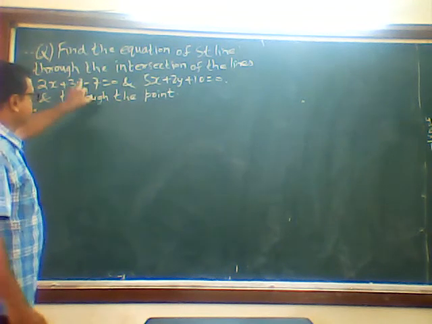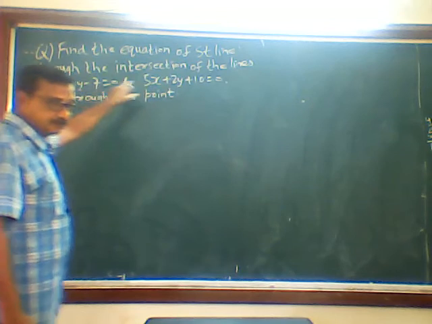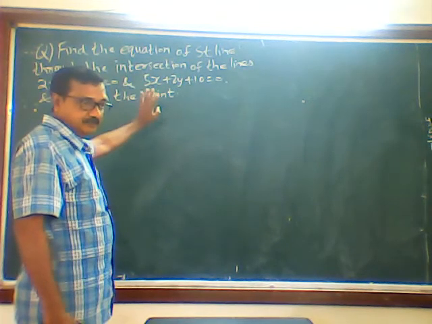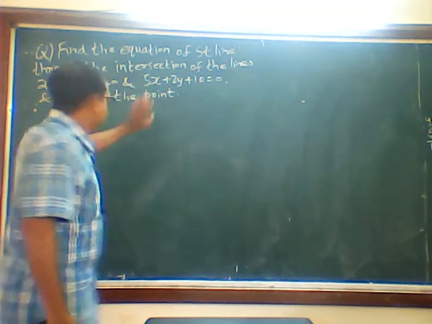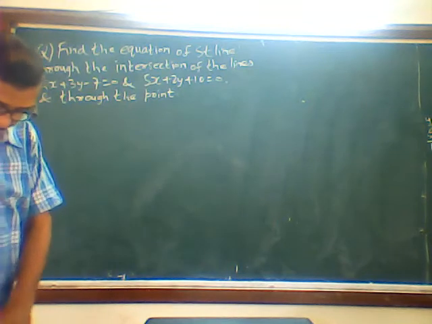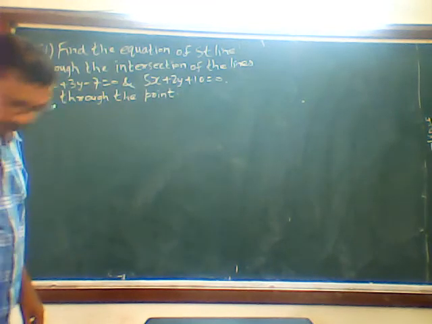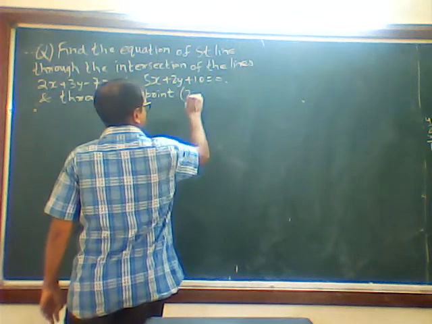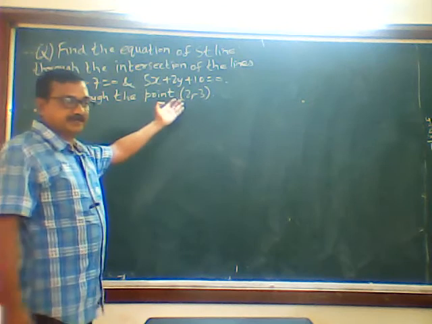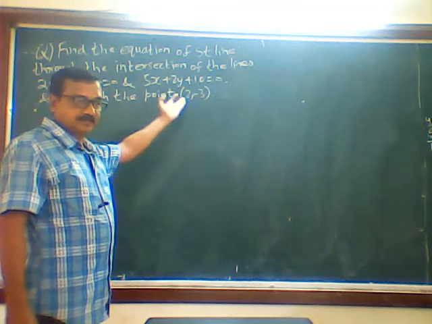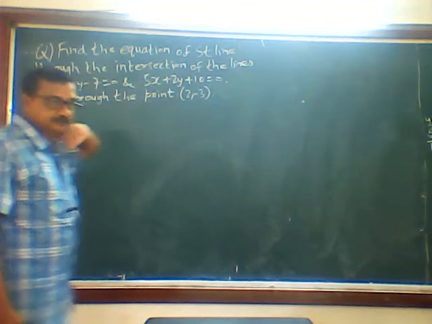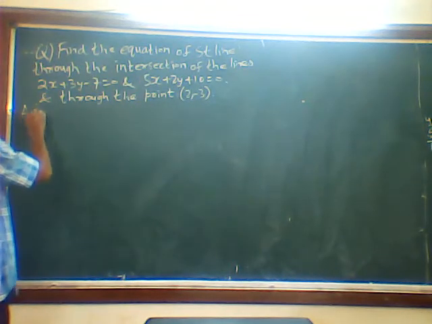Now listen here, intersection: just now we have done the problem with equation 1 and equation 2. I will get the intersection point x and y, and I will name that x1 and y1. Another point is, passing through the point 2 comma minus 3. This will be treated as x2 y2. Then we have the two-point formula to write the equation of the straight line. That is all.